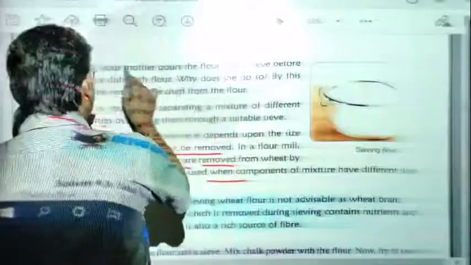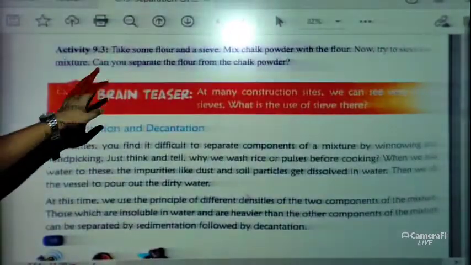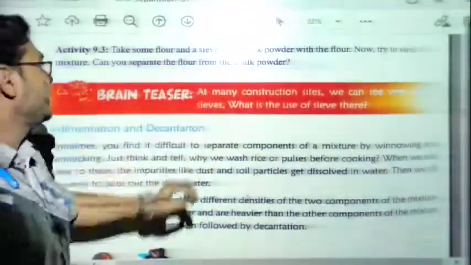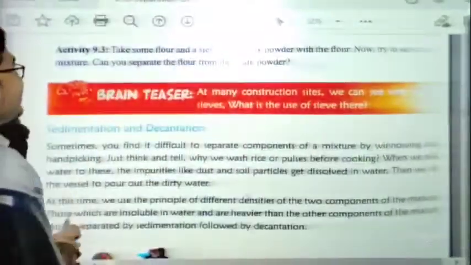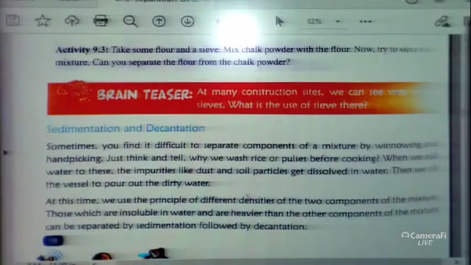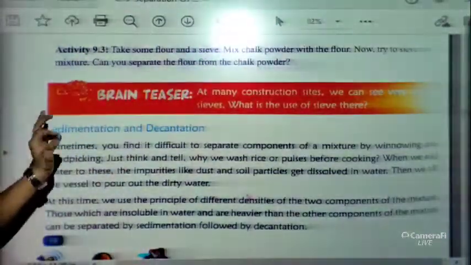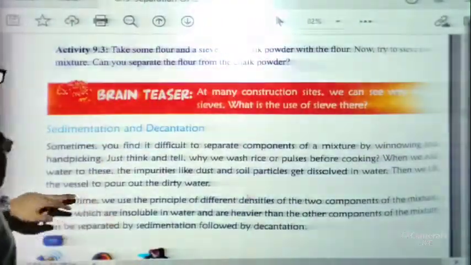So this is also, students, one kind of method to separate the components. Now there is an activity: take some flour and a sieve, and mix chalk powder with the flour. Now try to sieve the mixture. Can you separate the flour from the chalk powder? Just do it at your home and find out the result, whether it is possible or not.